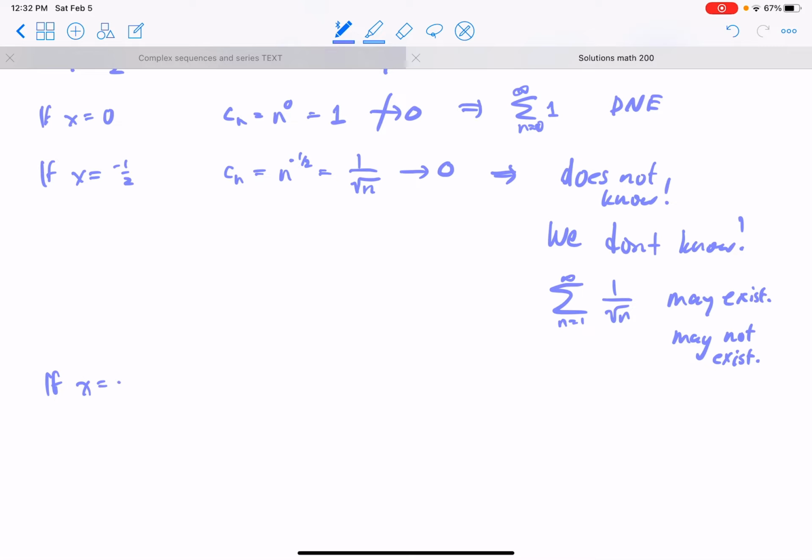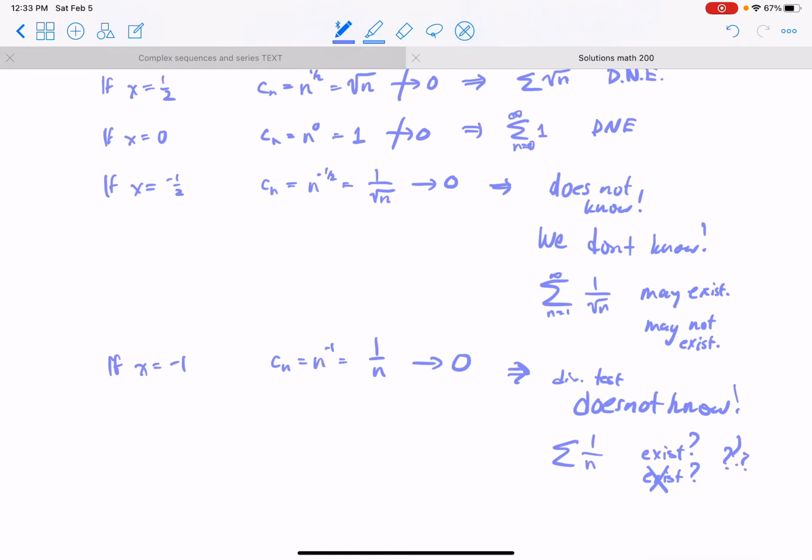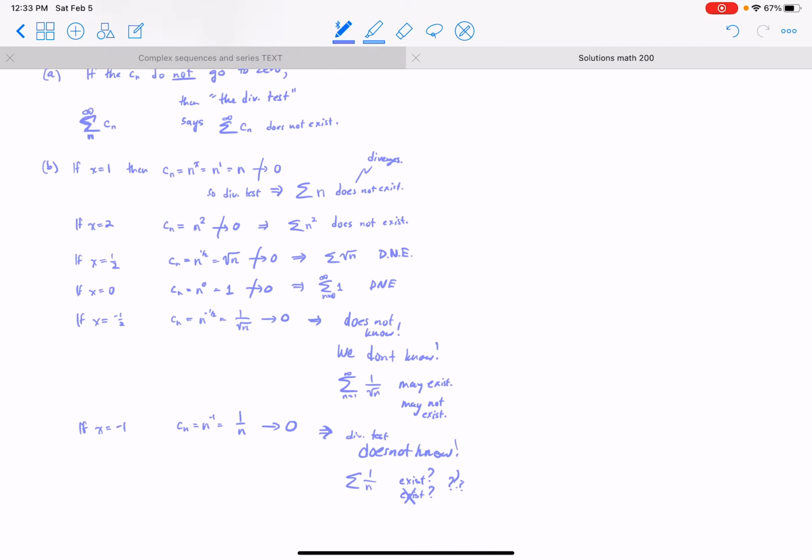Now, if x equals -1, the c sub n is n to the -1, which is 1 over n, and so this is the harmonic sequence. That does go to 0. We proved that. And so what does this mean? Well, the divergence test does not know. And so the sum over 1 over n may exist. It may not exist. We're just not sure.